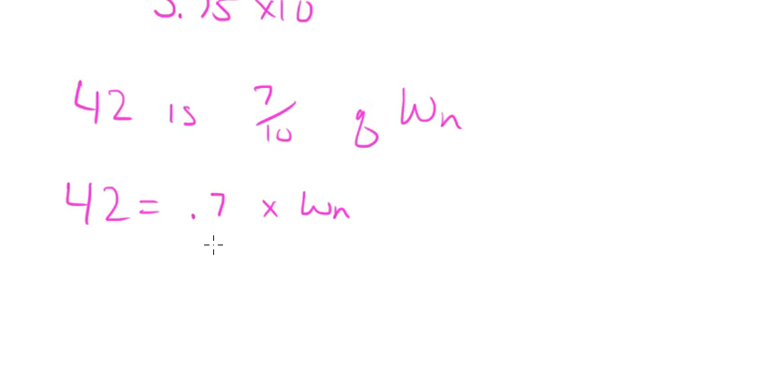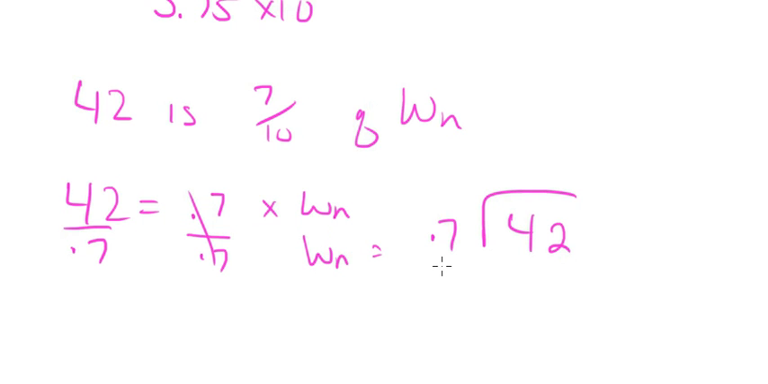Okay, so now what do we do? We want to divide. So we're going to divide both sides by 0.7, and that cancels out. We're left with what number equals 42 divided by 0.7. What do we have to do to that decimal, guys? It has to go to the right here, which means we have to move this one over right here. Seven, yeah, 60, right?